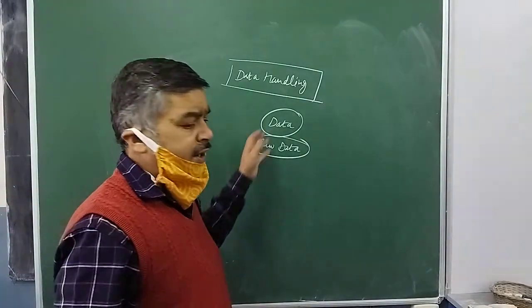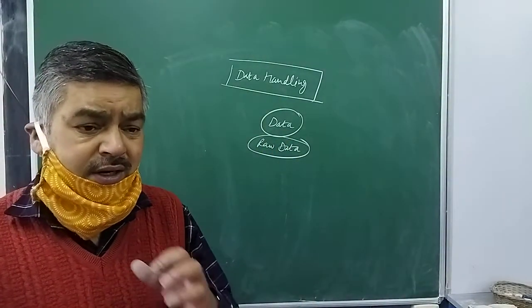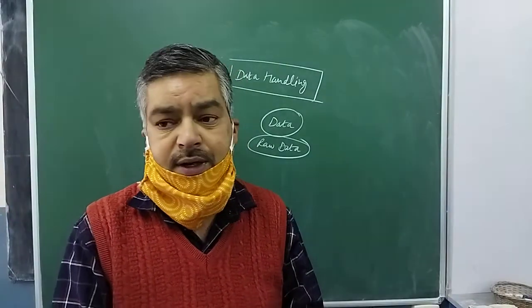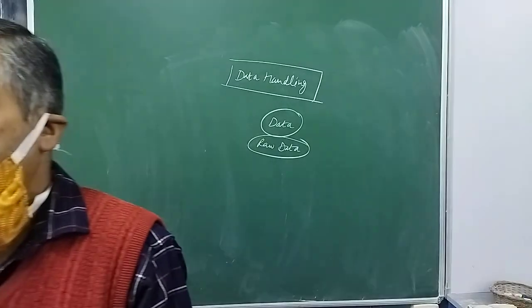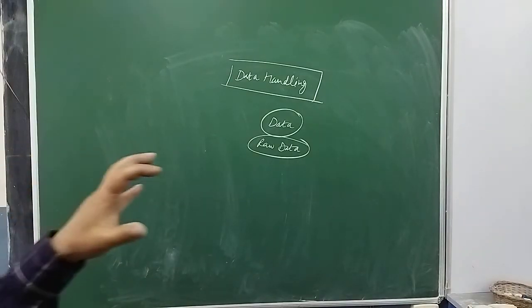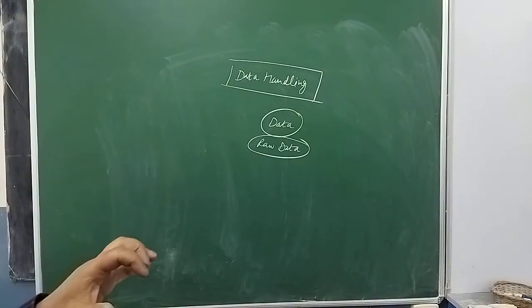Then raw data, as it is in its actual form, that is called raw data. I did not pay any attention to its frequency or its tabulation. I just saw, picked up and collected the information. That is called its original form. Data lying in its original form is called raw data.